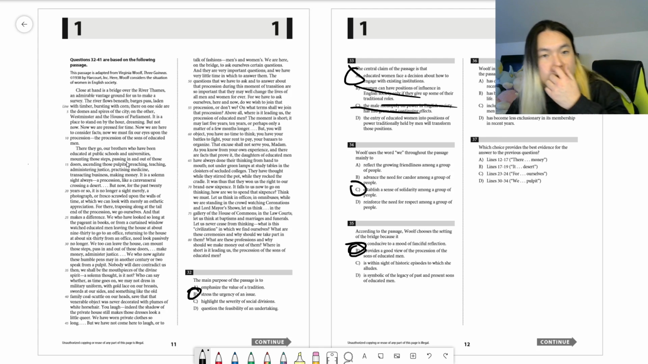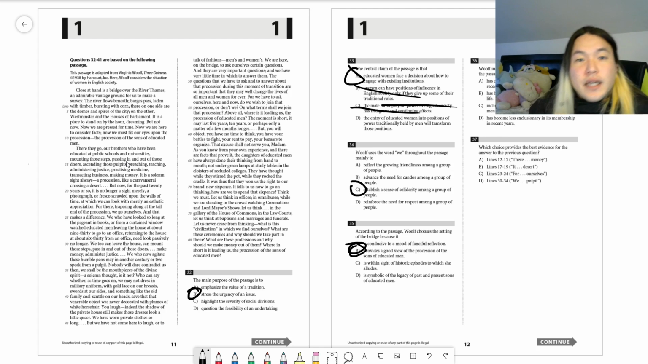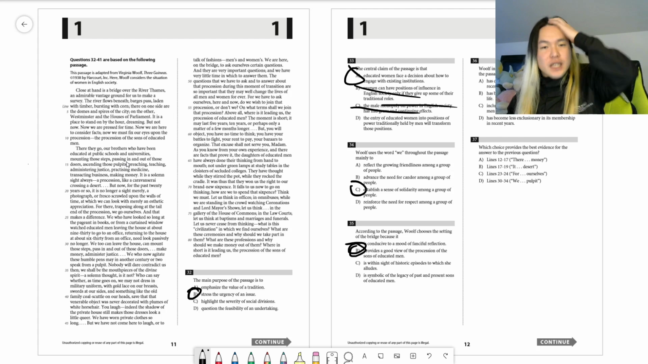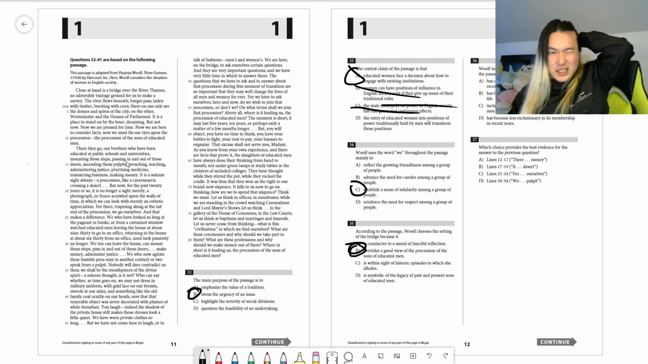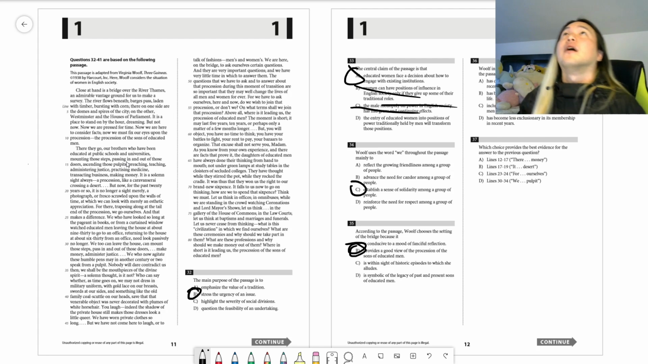36. Woolf indicates that the procession she describes in the passage, A, has come to have a more practical influence in recent years. B, has become a celebrated feature of English public life. C, includes all the richest and most powerful men in England. D, has become less exclusionary in its membership in recent years. So the students I've worked with like choice C for some reason, and she does imply that they are educated, or at least they're the sons of educated men.